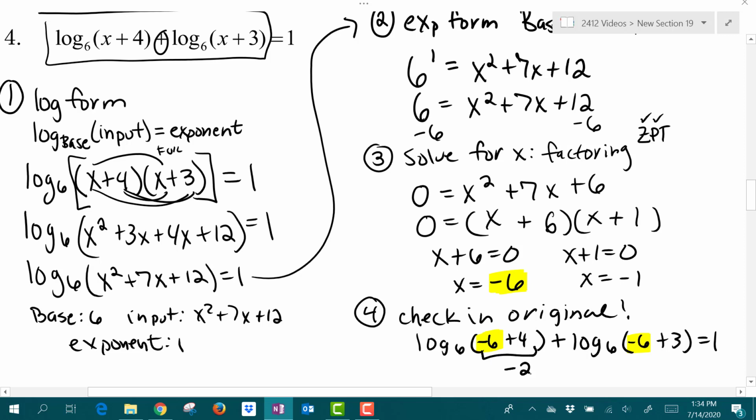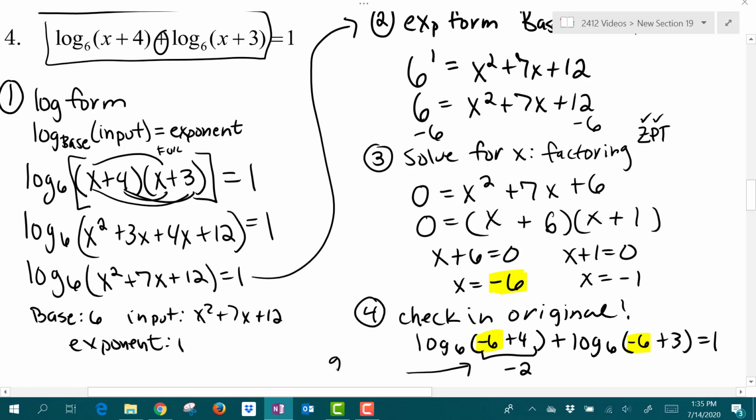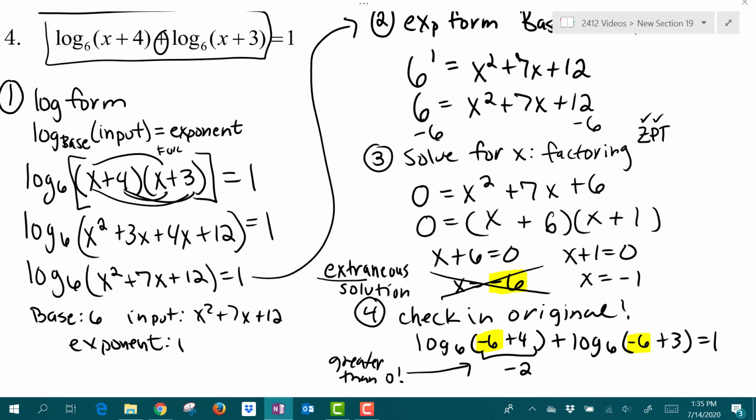for this input I get a negative 2. So already we have a problem. That input is an overall negative value, but what we're required to have is that all of our inputs have to be greater than 0. Negative 2 is not greater than 0, so x equals negative 6 is not a true solution. You'll see in some books they'll call this an extraneous solution, and you see the word extra there. So it is actually not a true solution because it does not work in the very original equation that we were asked to solve. Alright, what about x equals negative 1?